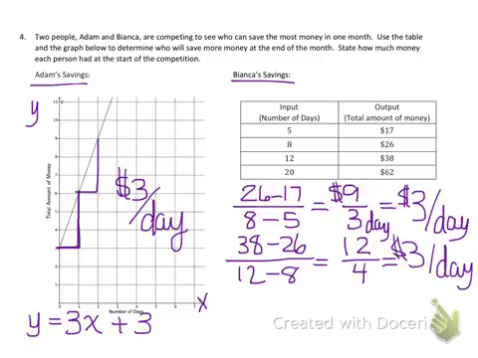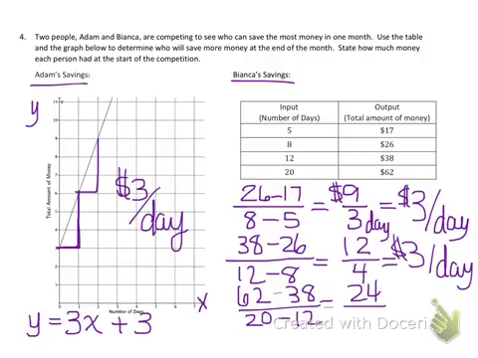We'll check the last pair and then we'll assume this is linear. So 62 minus 38 over 20 minus 12. 62 minus 38 is, well, 62 minus 40 would be 22, add 2 more, so it would be 24 over 20 minus 12 is 8. 24 divided by 8 again gives us that $3 per day of savings. So her table, by checking the slope between all of these points, or checking the rate of change, I find that she's saving at the same rate as Adam, $3 per day. Okay, so all that's left to find out is what she started with and how much they'll have at the end of the month.